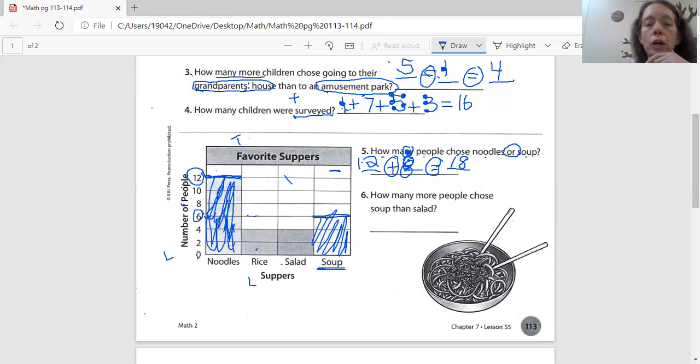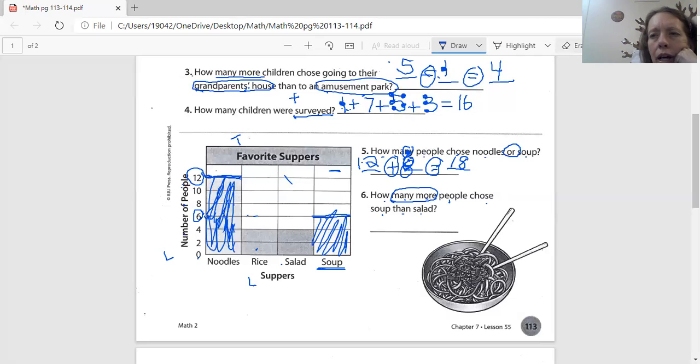so here we go with our next question. We read the question. Number 6 says, how many more people chose soup than salad? Oh, I can tell already. I've got 2 little words in here. Many more. I had those up here too. See them? Many more. That meant I was going to subtract. So I know right here, I need to subtract.